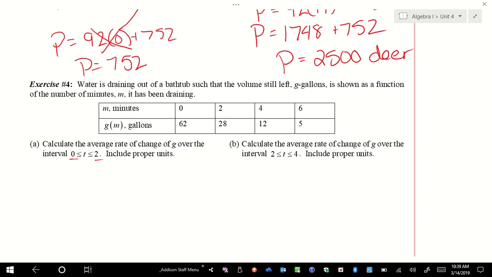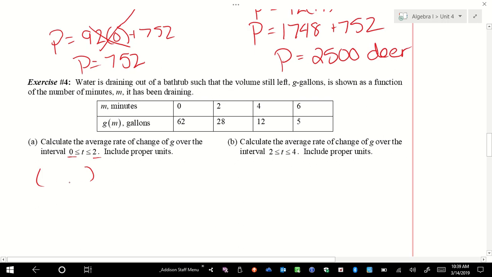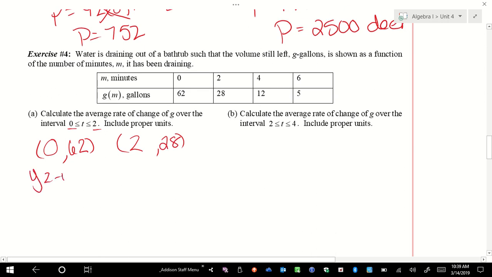Means y2 minus y1 over x2 minus x1, means I must have 2 points. These are the things that should be just clicking in your mind now when you're seeing these words. What do I need? What do I have? What do I need to have? They tell me from 0 to 2. But how do I find my y's? I have a table right here. What is the y for 0? 62. What is the y for 2? 28. Go ahead, pause the video, and find the slope for these 2 points.